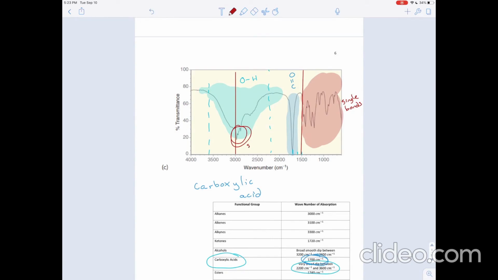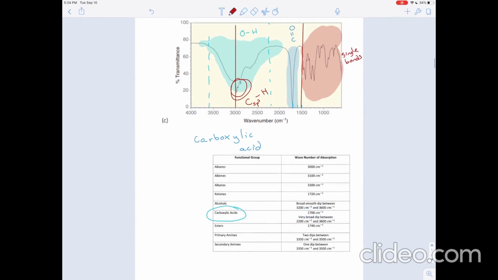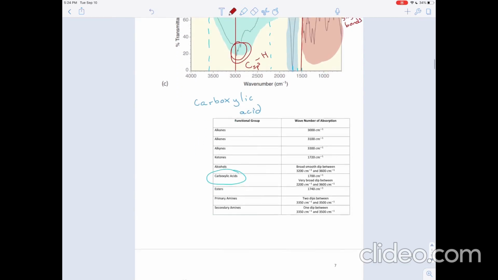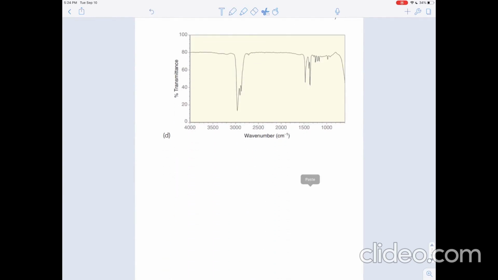That little area is the absorption from an sp3 hybridized carbon to a hydrogen. It's just overlapping with a much broader, smoother absorption for the alcohol part of the carboxylic acid, the OH. So this is a carboxylic acid. Okay, next one.